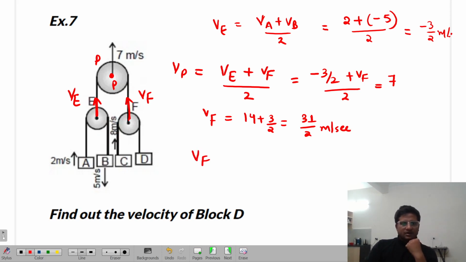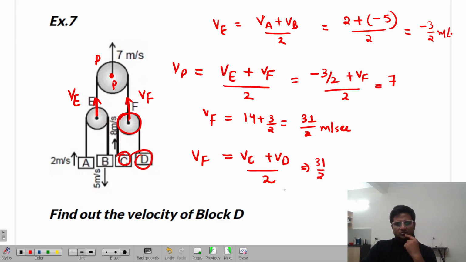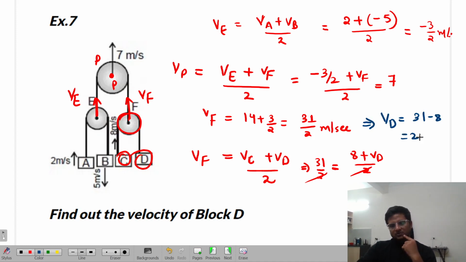Then I can write V of F for this pulley. V of F is equal to V of C plus V of D divided by how much? Two. These two blocks, isn't it? So look over there. V of F I got 31 by how much? 2. That is equal to V of C, 8, 2 to 2 cancel. Yeah, so this implies V of D is equal to how much? 31 minus 8, which is how much? 23 meter per second. Are you able to get me?